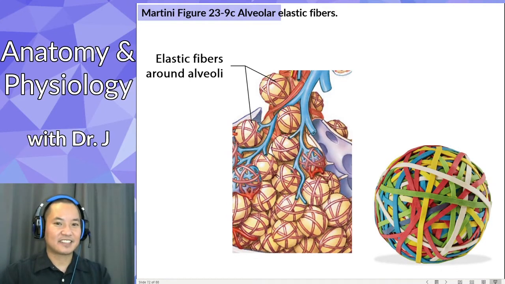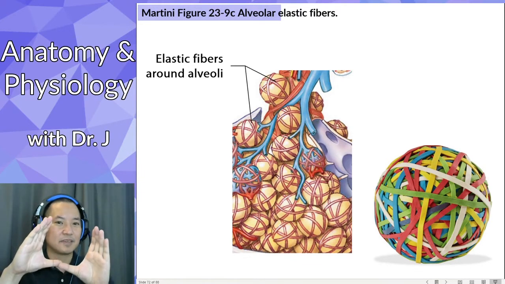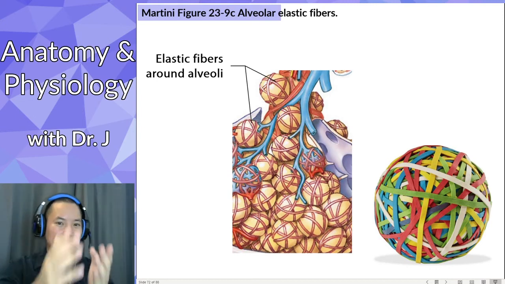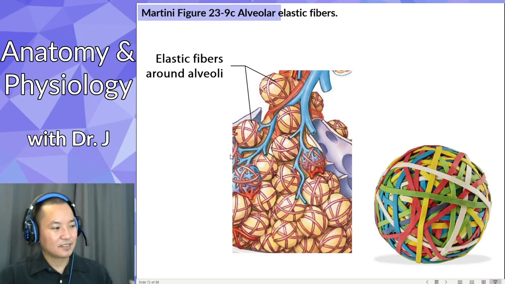If they didn't have these elastic fibers, they would stay open, but how do you actually get them to collapse and push things back out? Well, this is why these elastic fibers are very important to our function. You can easily inflate your alveoli by breathing in and causing pressure in your alveoli, but something needs to assist in pushing the air back out.